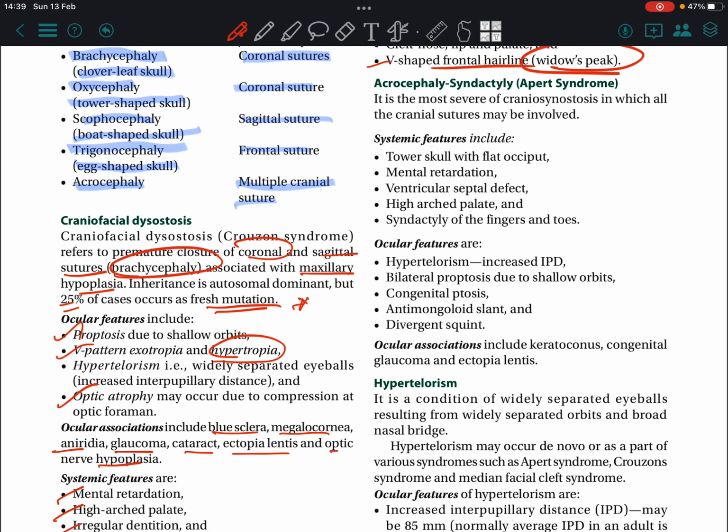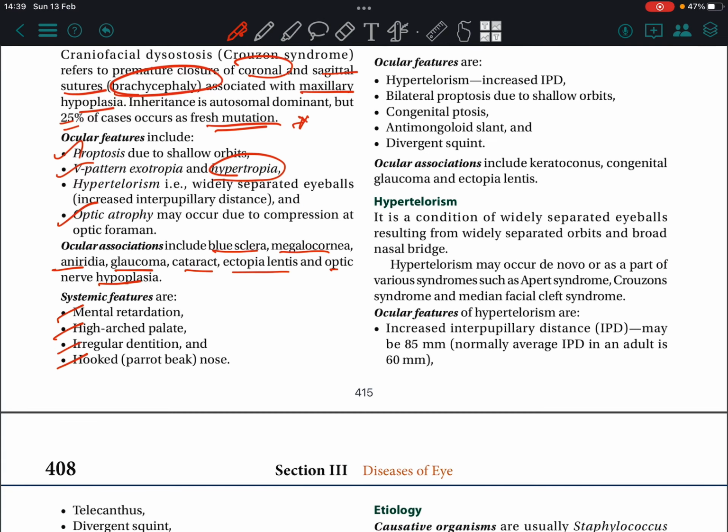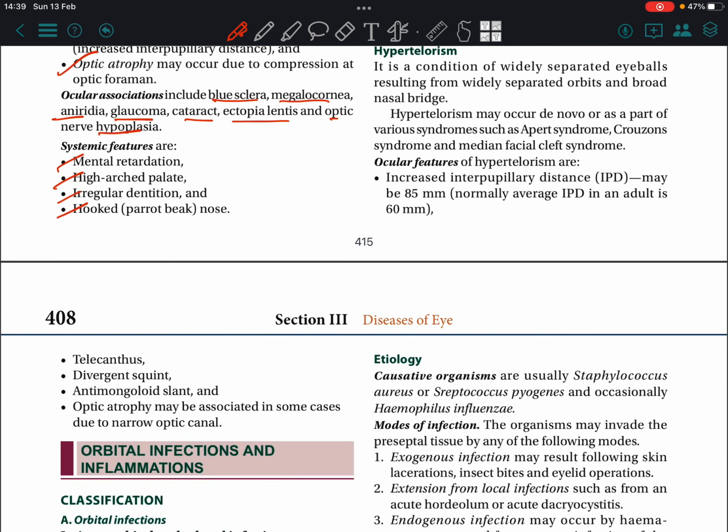Acrocephalosyndactyly, the most severe of craniosynostosis: tower skull, mental retardation. Ocular features: hypertelorism, increased IPD, then divergent squint. Hypertelorism is a condition of widely separated eyeballs resulting from widely separated orbits and a broad nasal bridge.